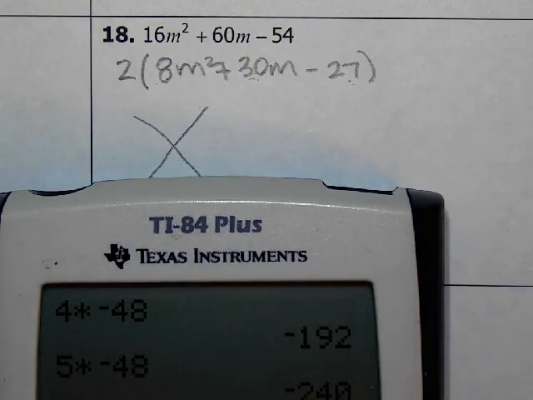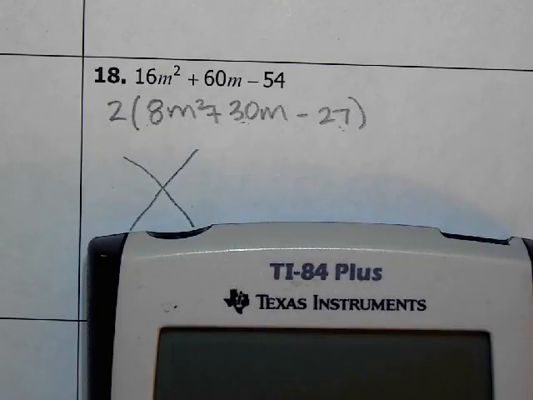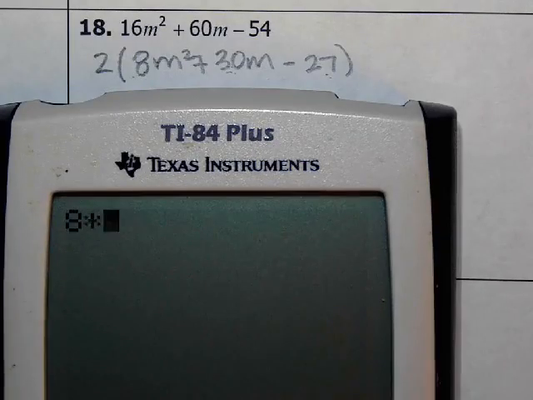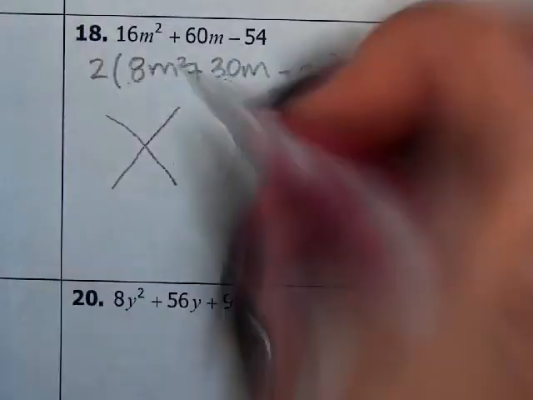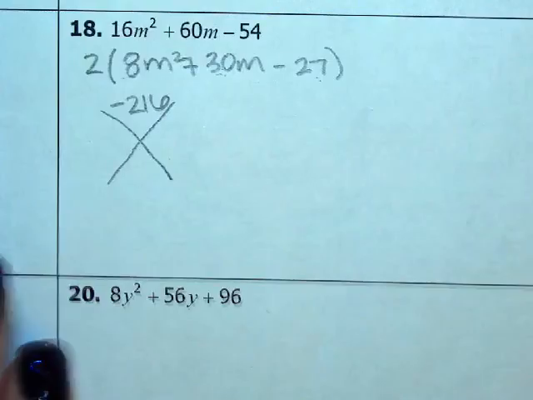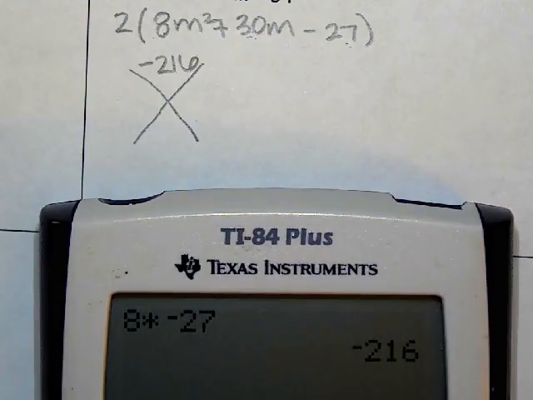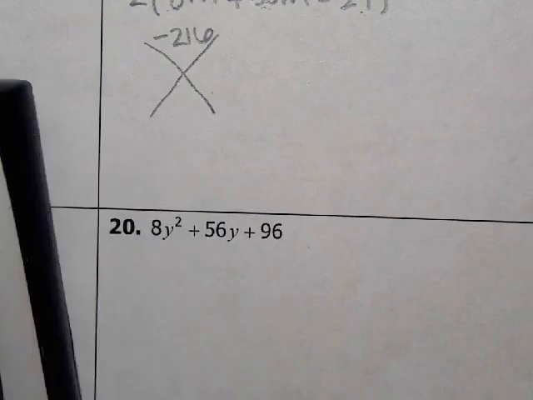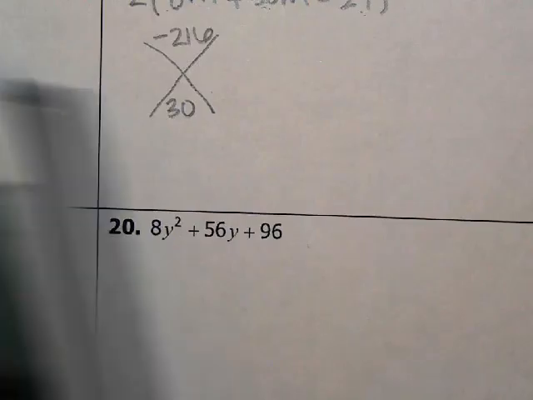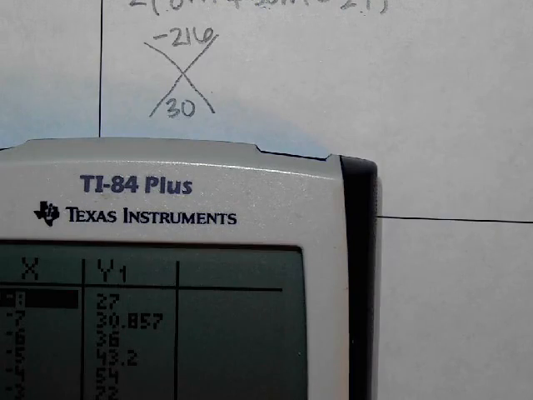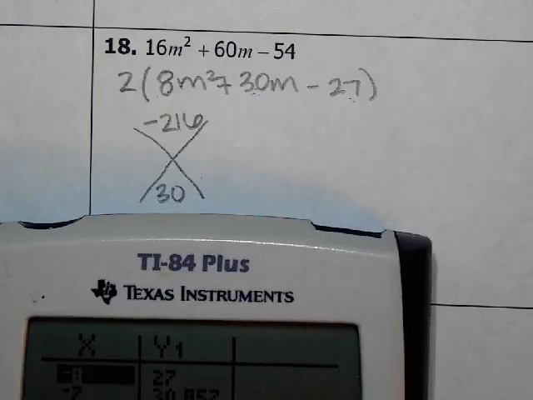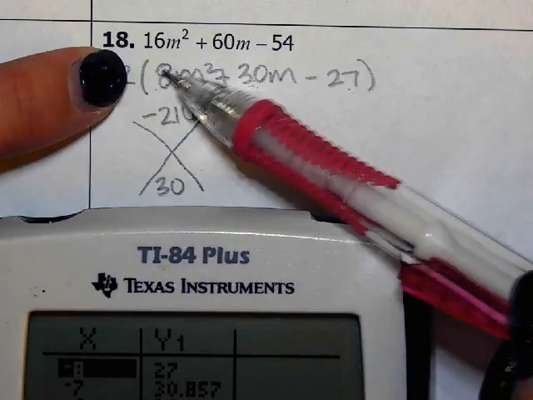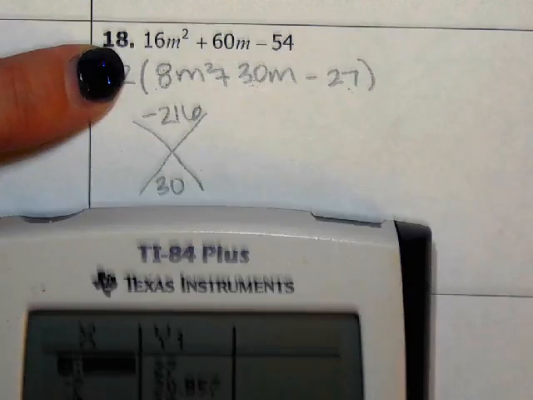Okay. All right. So what do we multiply together? 8 times negative 27 is negative 216. Okay. So if you guys have noticed, you're probably going to use the calculator a lot today because these are much bigger numbers. Multiplies to negative 216, adds to 30. So we're not using the 2. We're only using the 8 and the 27. You don't ever use the squared, you only use the coefficients.